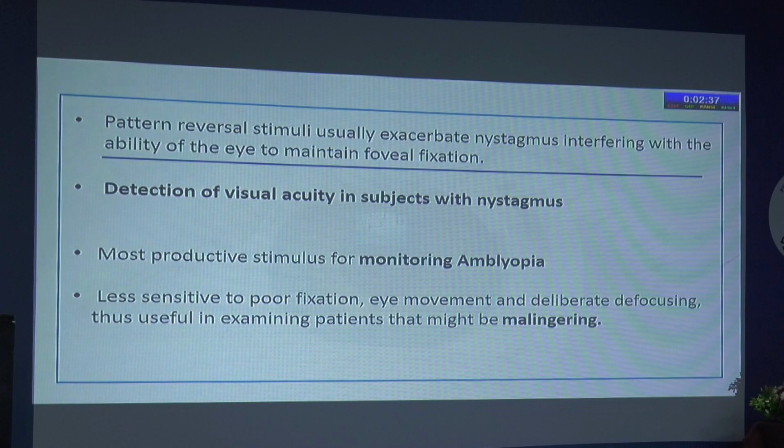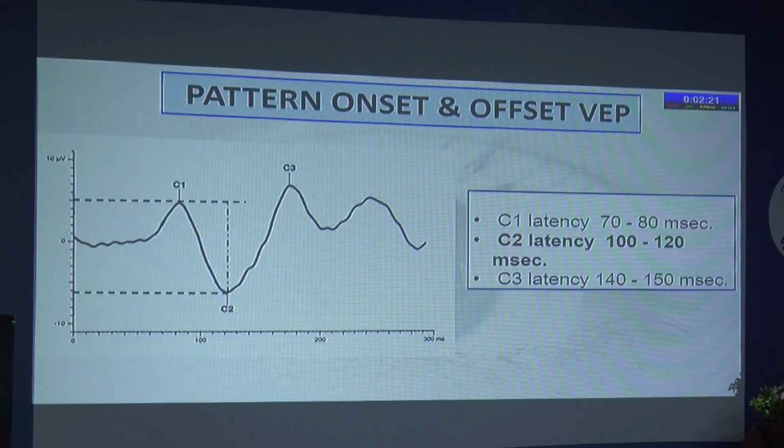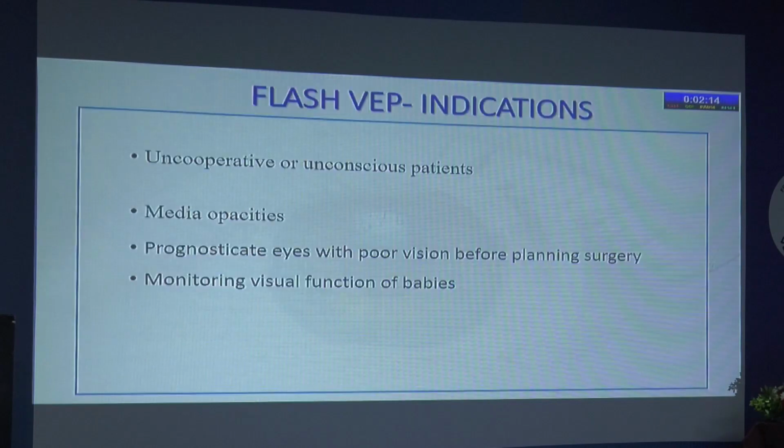So pattern reversal normally exacerbates nystagmus and interferes with the ability of the eye to maintain foveal fixation. So pattern onset offset is good for detection of visual acuity in subjects with nystagmus, for monitoring amblyopia, and in cases of malingering. These are the waveforms. Here the C2 wave is important. Its normal latency is 100 to 120 milliseconds.